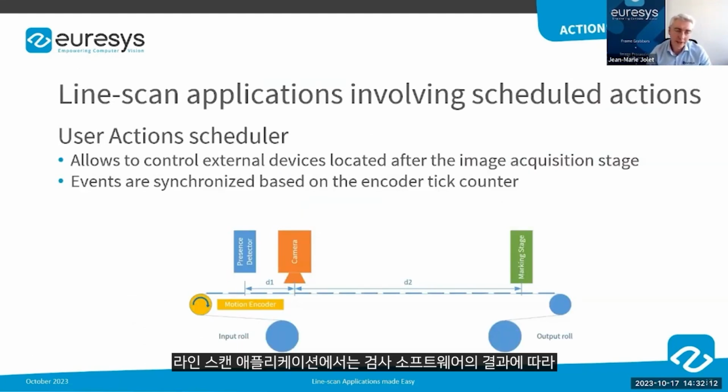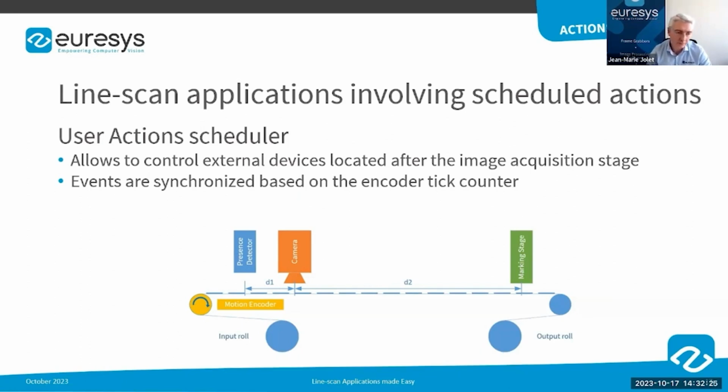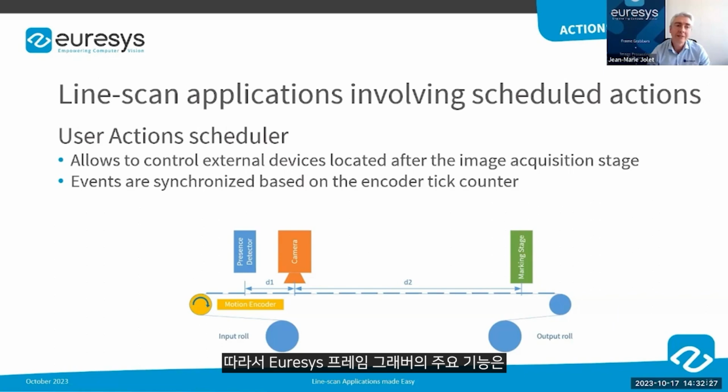In large-scale applications, based on the result of the inspection software, it is often required to control external devices, for instance, if you need to reject a defective product. Even though the main task of Euresys frame grabbers is to acquire images, they can also be used to control external devices, such as status lamps, cutters, ejectors or stampers, just to name a few.